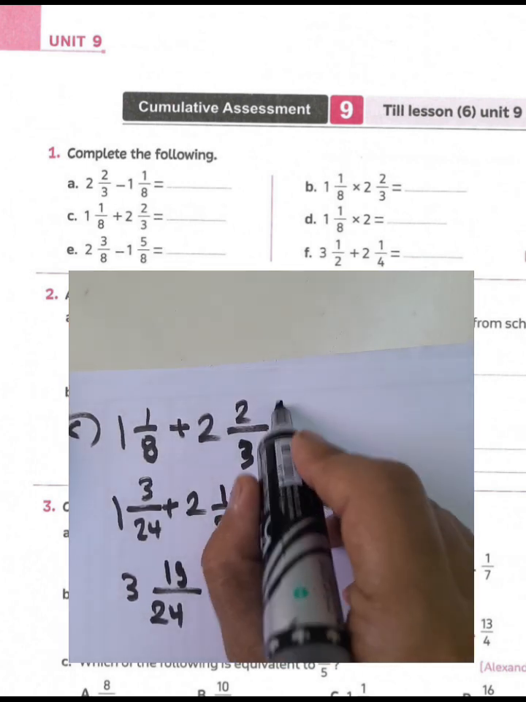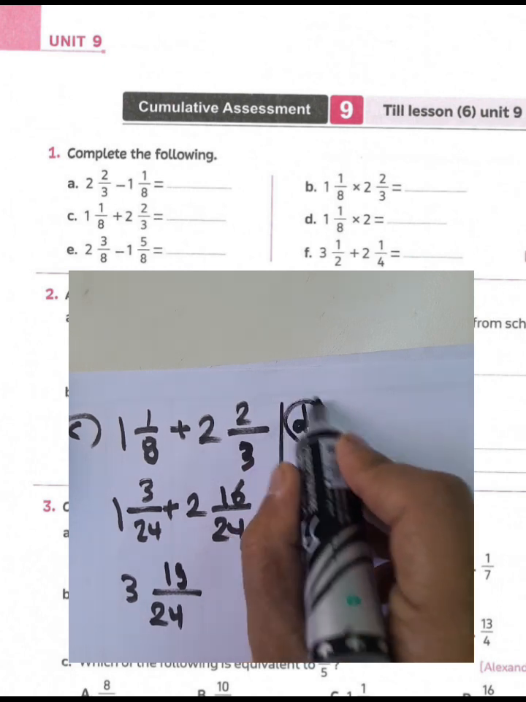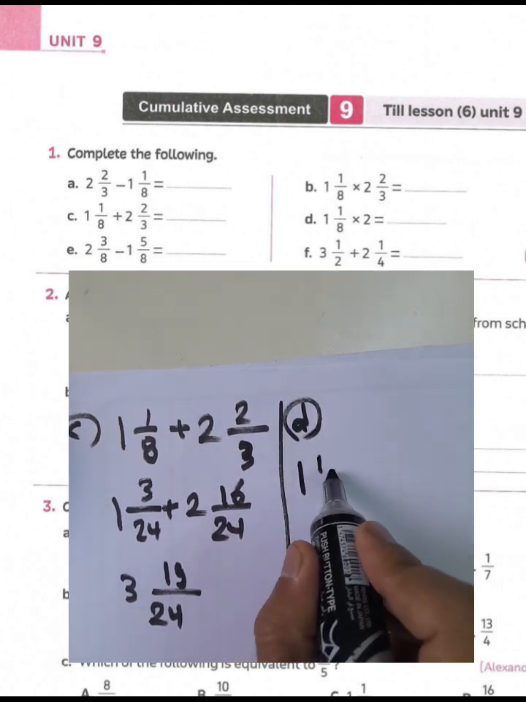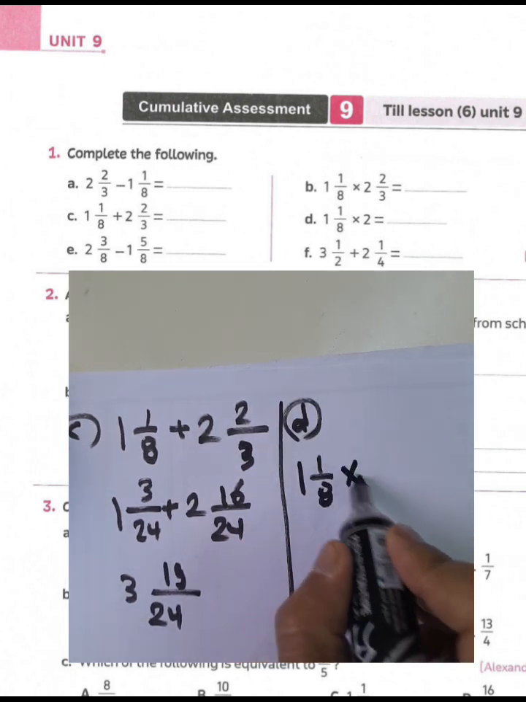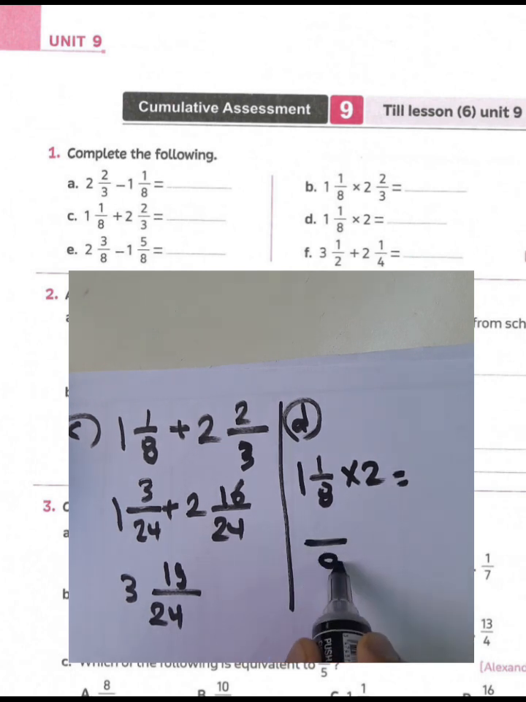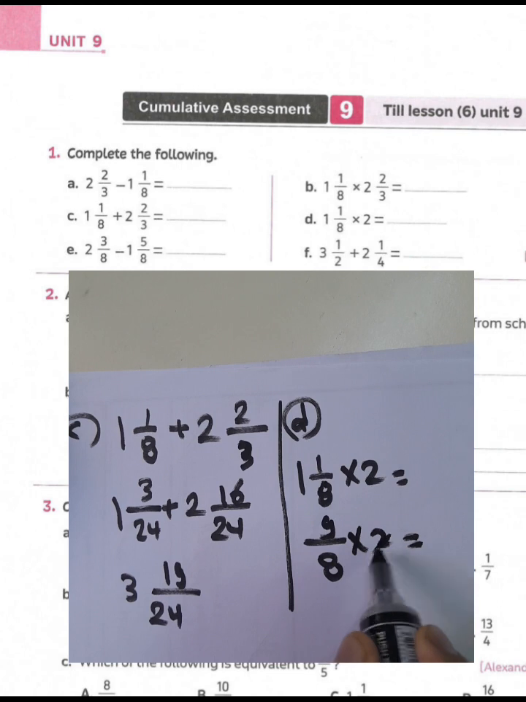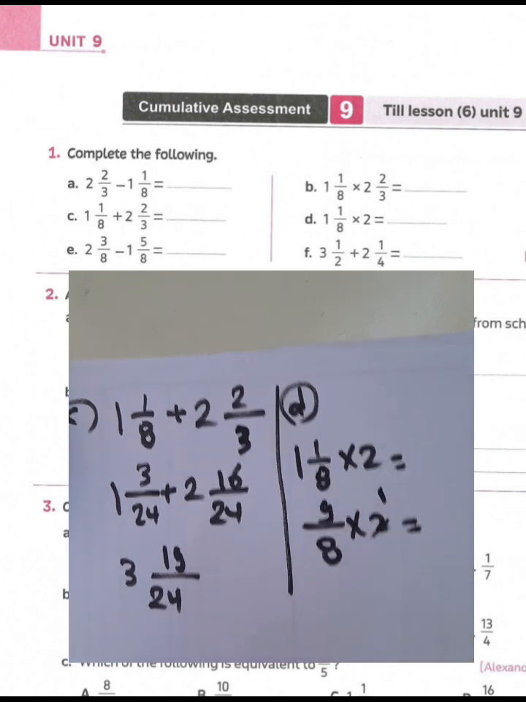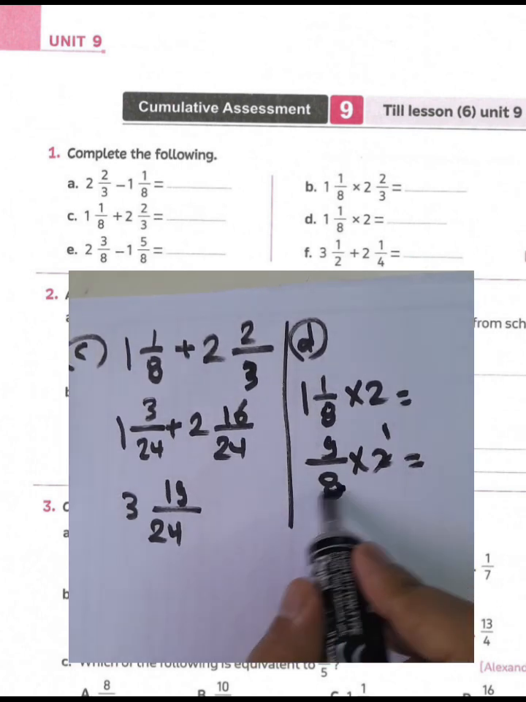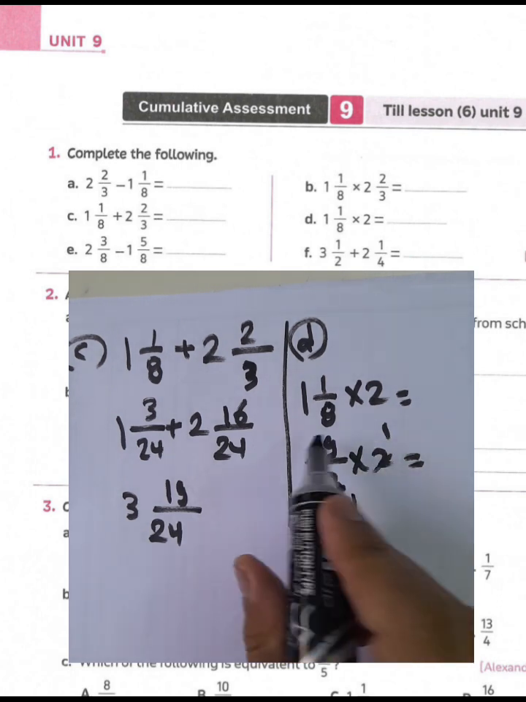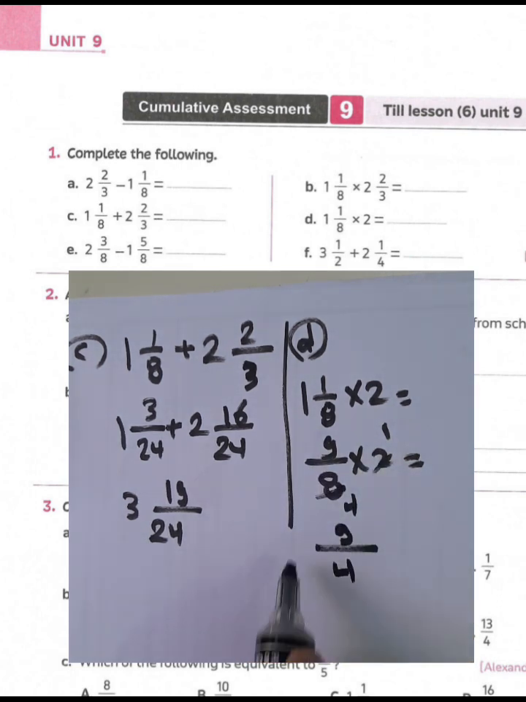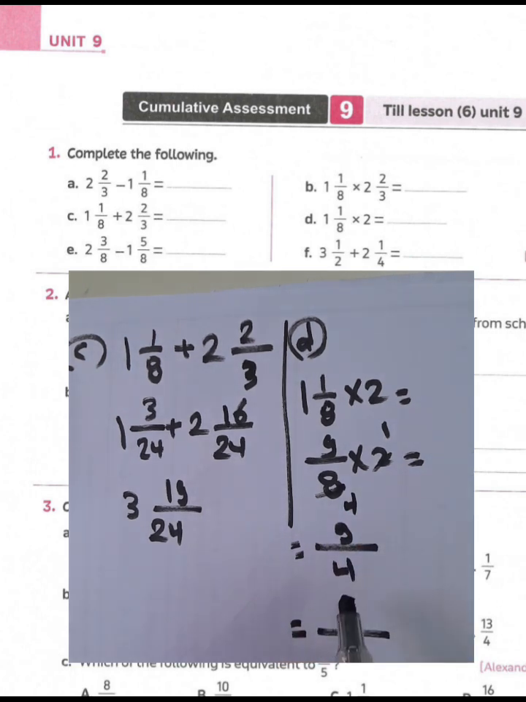Next question, letter D: 1 and 1 over 8 times 2. Convert here. 1 times 8 equals 8, plus 1 equals 9, times 2. 2 divided by 2 equals 1. 8 divided by 2 equals 4. Then the result will be 1 times 9 equals 9, so 9 over 4. We call this number improper. Convert it to a mixed number.